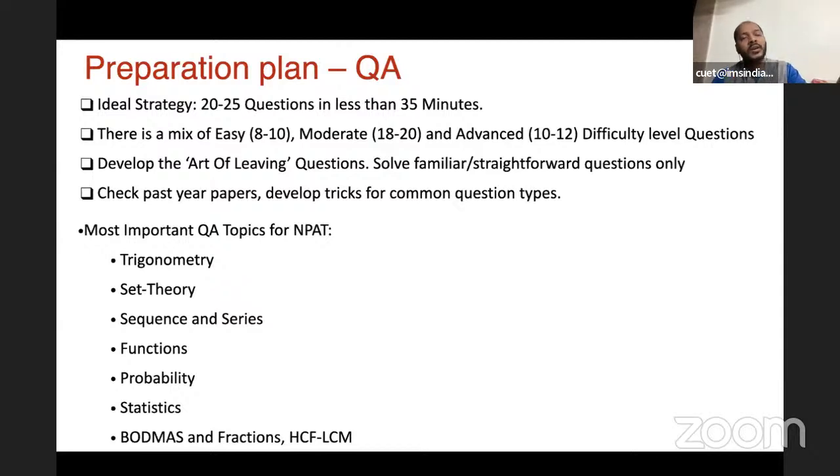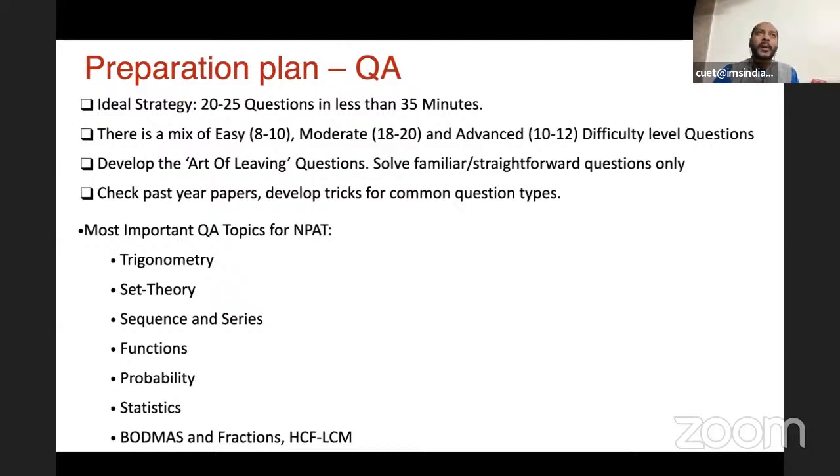However, as I told you earlier, if you identify tricks like substitutions or using options, smart tricks can help you solve such questions really fast. Then set theory and Venn diagram based questions, a lot of questions. Sometimes you get 7-8 questions from this single chapter, set theory. Sequences and series, where you have AP, GP, and some other sequences also. Functions, there are typical questions which come from function.